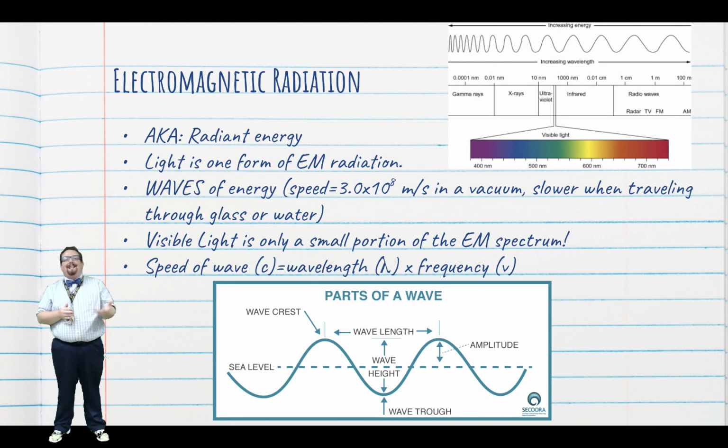To truly understand light, you have to understand waves. Electromagnetic waves are a certain type of wave with electrical and magnetic components. These waves are a form of energy known as radiant energy. The light we can see is one form of electromagnetic radiation. There are all sorts of other electromagnetic waves, such as radio waves, microwaves, X-rays, gamma rays, and ultraviolet waves. In a vacuum, these waves of energy move at 3.0 times 10 to the 8th meters per second.